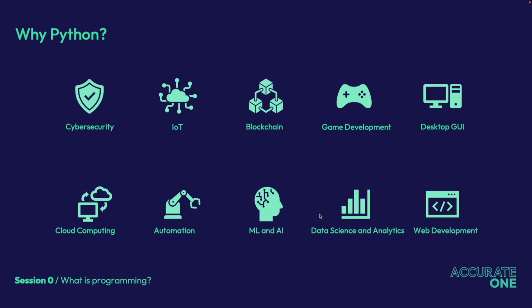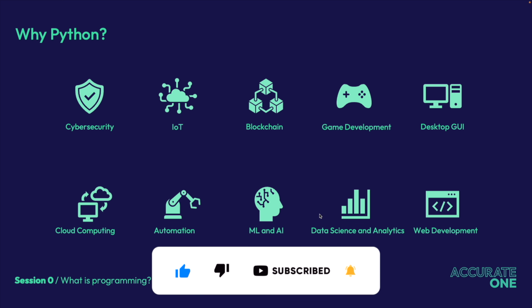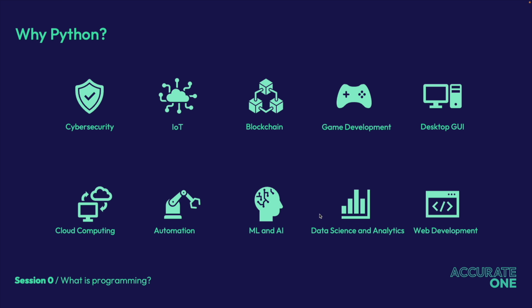Python is a versatile language with applications across many fields, making it a valuable tool for developers and industries. In cybersecurity, Python is used to create scripts that detect and mitigate security threats. For Internet of Things, or IoT, Python helps manage and analyze data from connected devices. In blockchain, developers use Python to create secure, decentralized applications. Python also supports game development, allowing developers to build engaging and complex games. For desktop applications, it helps create GUI interfaces.